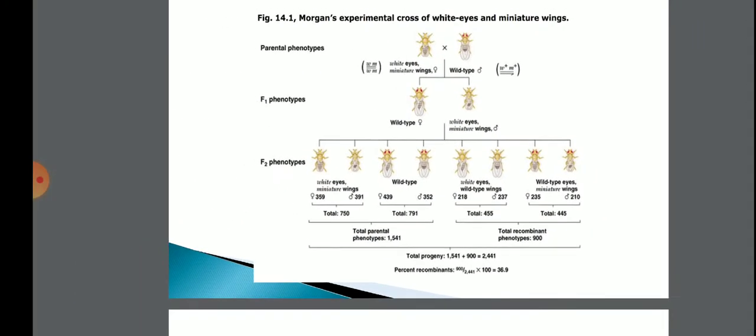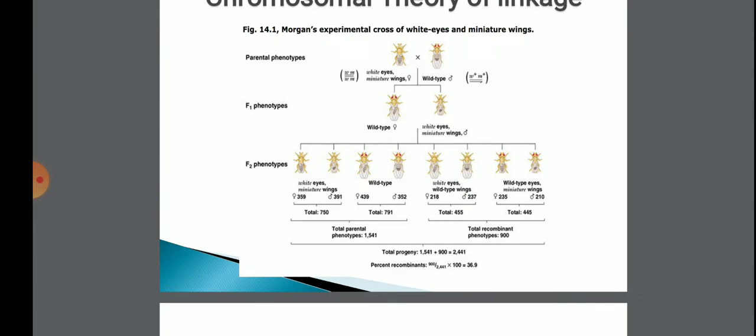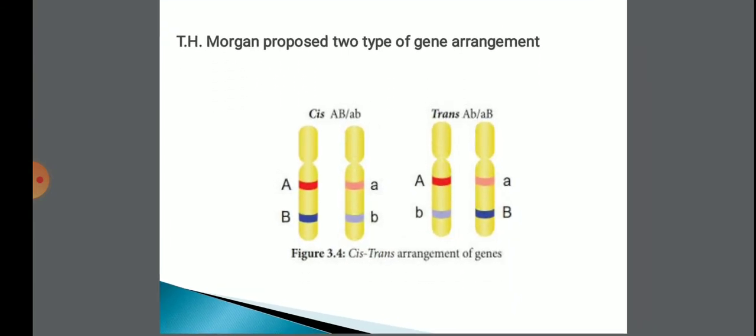So by this experiment he concluded that parental type genes, meaning genes from the same parent, try to remain together. And for the new type of combination, meaning genes from the other parent, the percentage of organisms having recombination is very low compared to the parental one. Here we can observe this in the diagram.